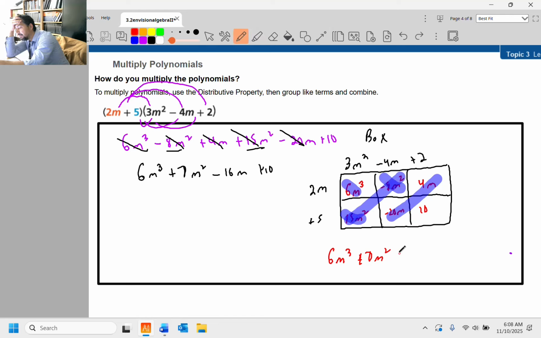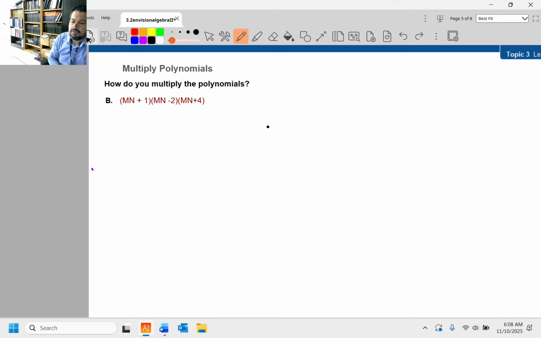Negative 20 and 4 makes 16, so minus 16m. And then finally the 10. Boy, I kind of borked that, but I promise you that the box method is actually faster. It really is. Past double distributive property, I think the box method wins every time, time constraints.